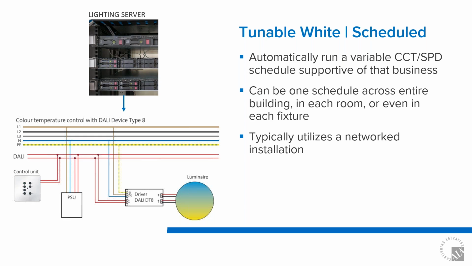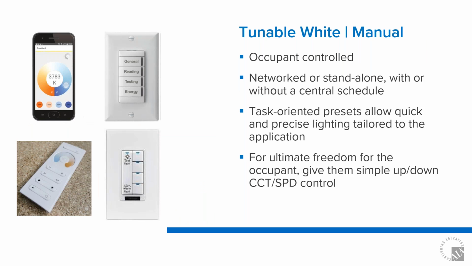So a tunable white is a little bit more sophisticated of a control system versus the dim to white. Tunable white from a manual perspective: occupant control, network or standalone system, with or without a central control schedule. If it's a standalone system, likely you won't have it tied in to where it's automatically changing with a signal. It's a manual change. You go over to the wall station and hit the general button and the lights change. Task-oriented presets allow quick and precise lighting tailored to the application. And for ultimate freedom for the occupant, you basically can give an up-down manual color temperature or spectral power distribution control. And an example of that is the bottom left-hand slide.